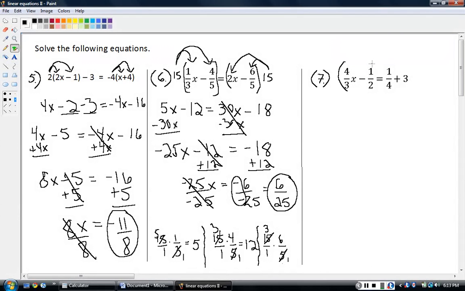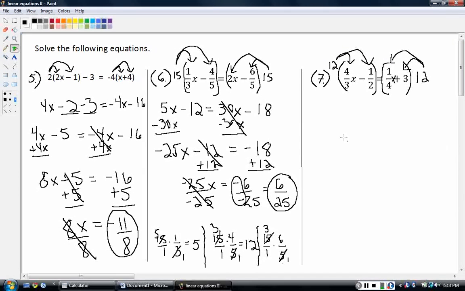Remember, this doesn't have a denominator, so I don't have to worry about that yet. When I multiply, however, I do have to multiply that 3 by the 12. Oh, I got a typo here. Let me put that x in. That should say x. Okay, 4/3 x minus 1/2 equals 1/4 x plus 3. We decided the LCD was 12, so multiply everything by 12. Run that 12 through. Multiply this by 12 as well.